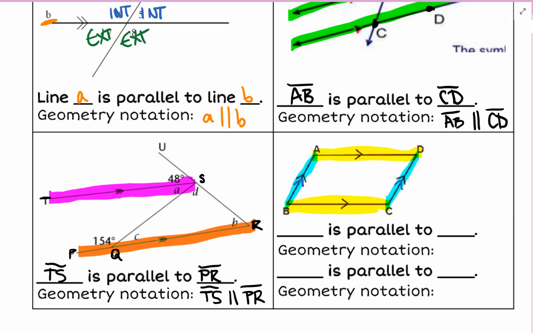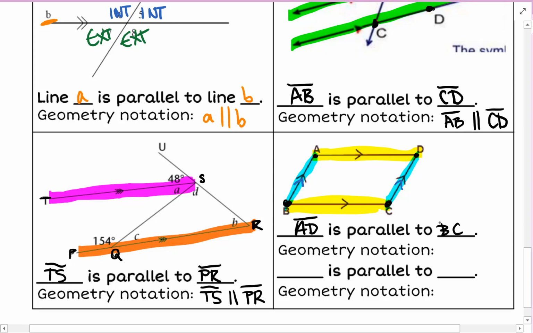So the yellow line is made up of points A and D. Line AD is parallel to line BC. AD is parallel to BC. And lines AB and DC are also parallel. AB is parallel to DC.